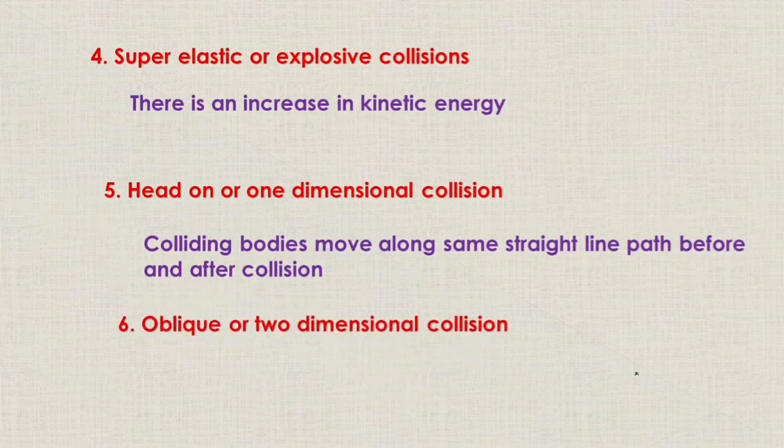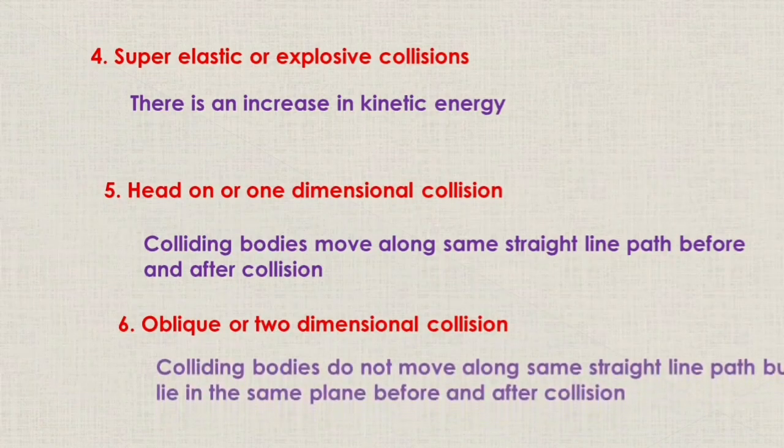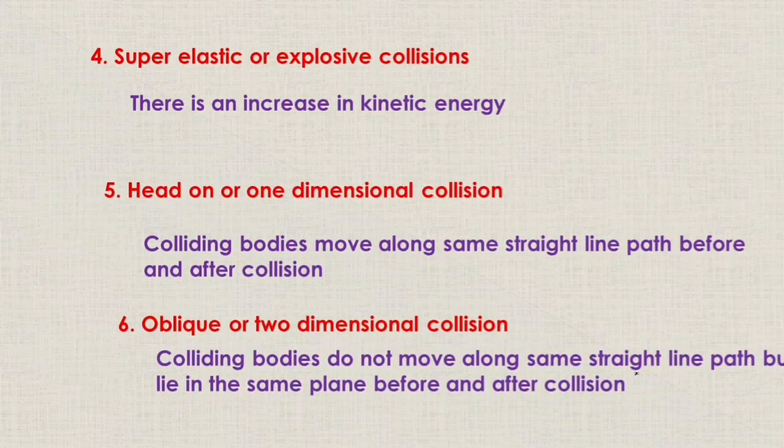Oblique or two-dimensional collision. So what is meant by two-dimensional collision? Colliding bodies do not move along the same straight line path, but lie in the same plane before and after collision. One example is when you are playing carrom, the coins move in the same plane, but they are not always moving in the same straight line. They may move in different directions in the same plane. So this is an example of a two-dimensional collision.